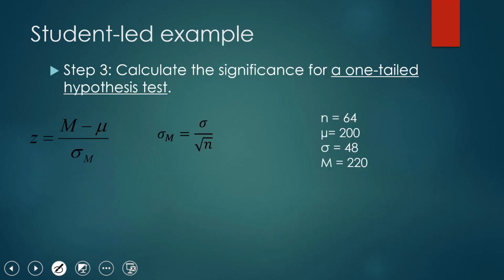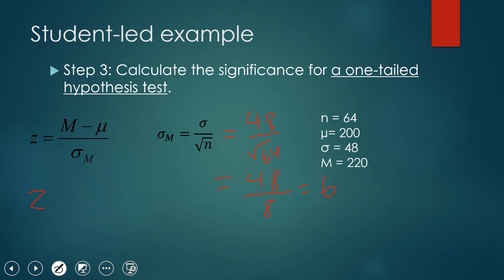Next, we need to calculate the significance for a one-tailed hypothesis test. So here is our formula. And the first thing we need to do is calculate our standard error of the mean. So we take our standard deviation, which is 48, and put that over the square root of 64. That's 48 divided by 8, which is going to give us 6.